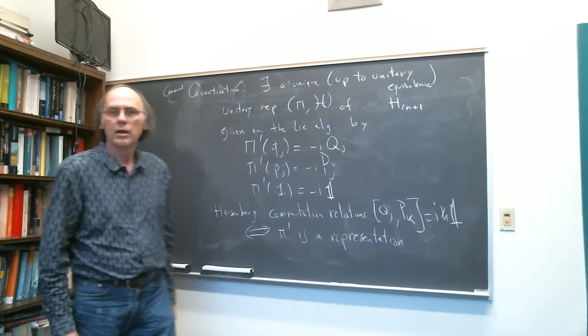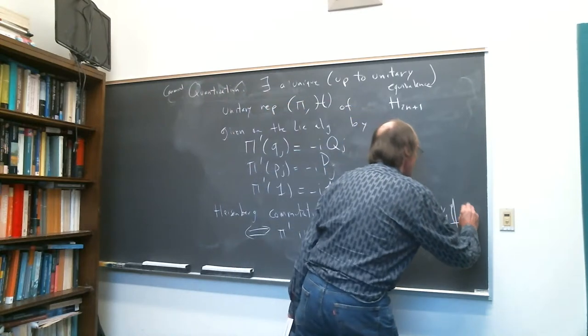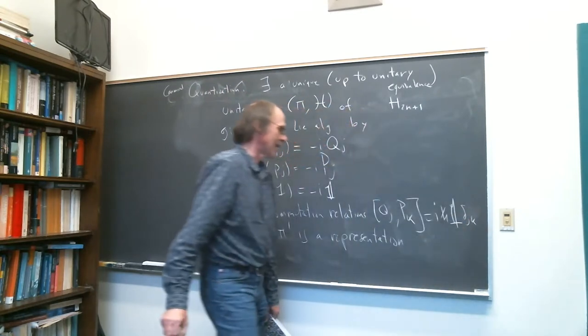Quick question. Is there a delta JK in that commutation relation? Yeah, thanks. Good idea.